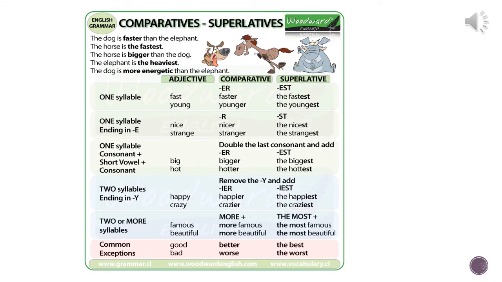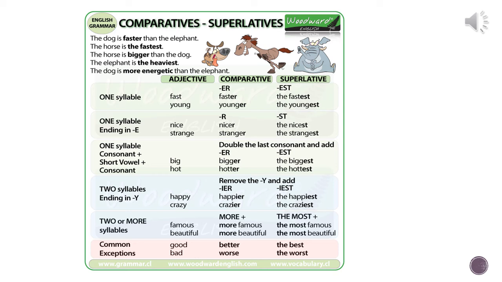Let's remember the rules for comparative and superlative adjectives and adverbs. Remember, when the adjective or the adverb is short, one syllable, for example, fast or young, we add er to make them comparatives. For example, faster, younger. To make superlatives, we add est at the end. The fastest, the youngest. When we have an adjective or adverb that is one syllable ending in E, we add just the R or the ST for comparatives and superlatives.